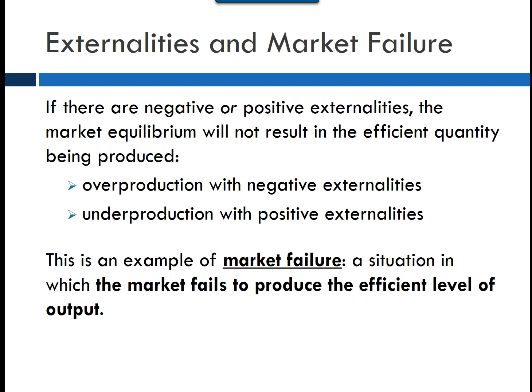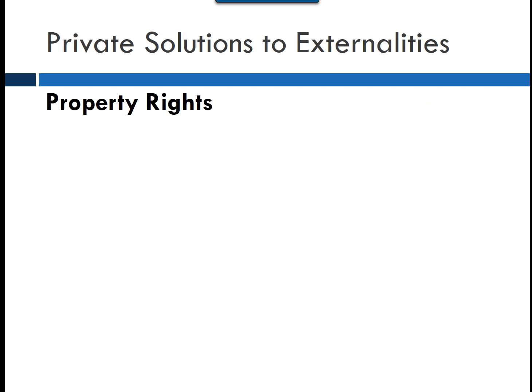So then we have to say, all right, how can we fix this? How can we correct this? How can we get the market to the efficient point? And really, a lot of it is about trying to internalize those external costs and benefits. We're trying to get the buyers to absorb the full cost, or to get the consumers to recognize the full benefit. So there are two different ways. One solution is a private solution, okay? And this is all about property rights.